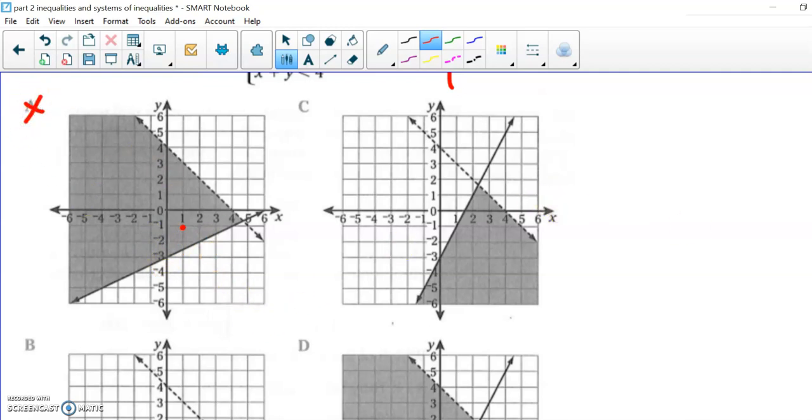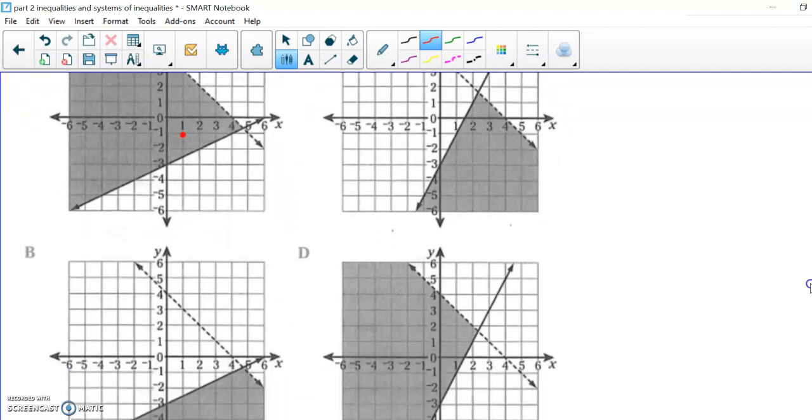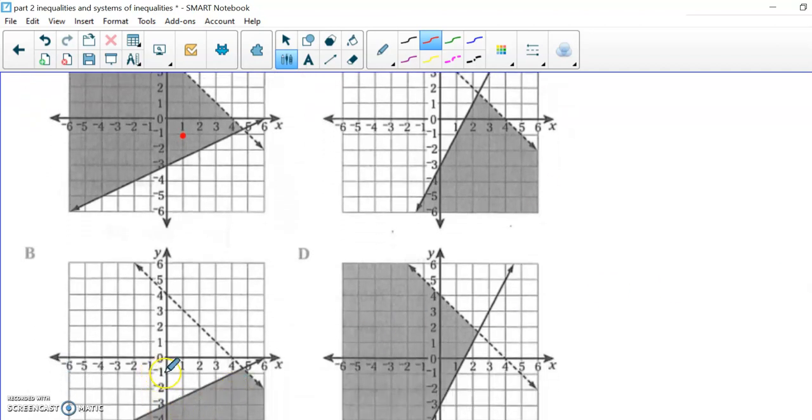Now I'm going to go to B. I'm going to rise 2, run 1. This one is also messed up. It should be right here, and it's not, so we're going to get rid of B. From C, I rise 2, run 1. Okay, this one's looking pretty good. Rise 2, run 1. So that one works. Let's see if this last one does. Rise 2, run 1. So this one's okay too. So we know it's either C or D.